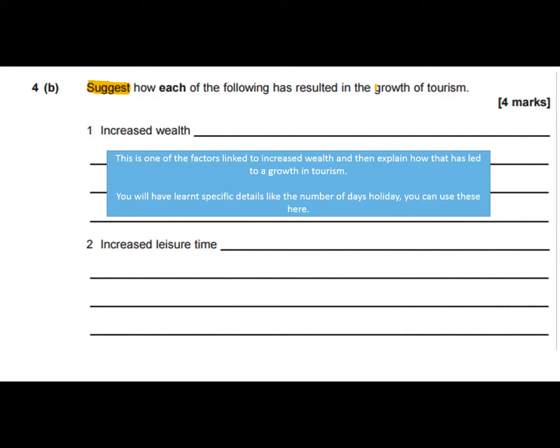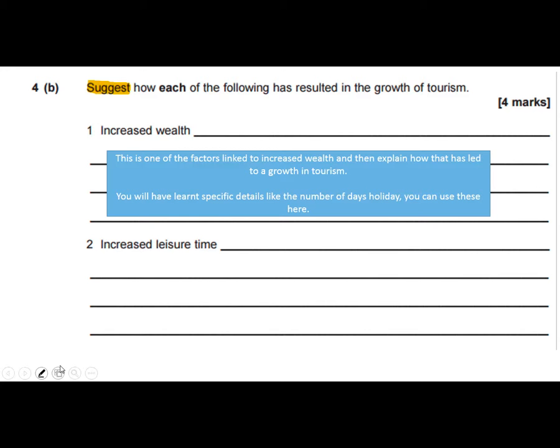You need to talk about the growth of tourism. So it divides it up quite neatly for you. You get 2 marks for each of these sections. So 2 for increased wealth, 2 for increased leisure time. I've written an example of how you would structure even 1 sentence that would get you all of the marks. They are looking for you to use high-level terms if you can. So I've said that this is the way I'd set it out.